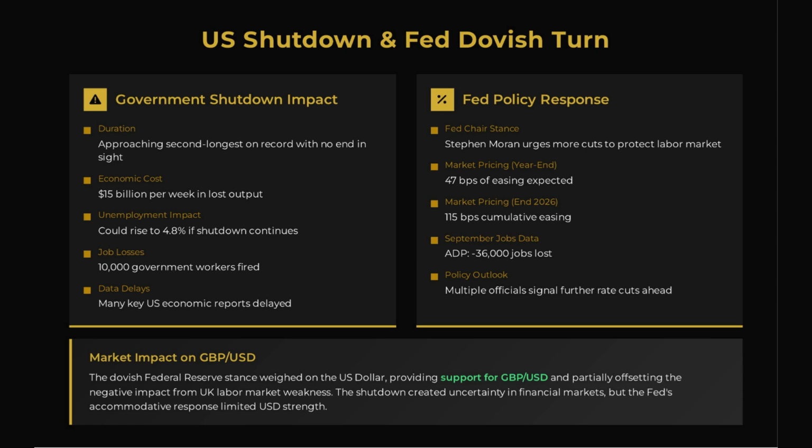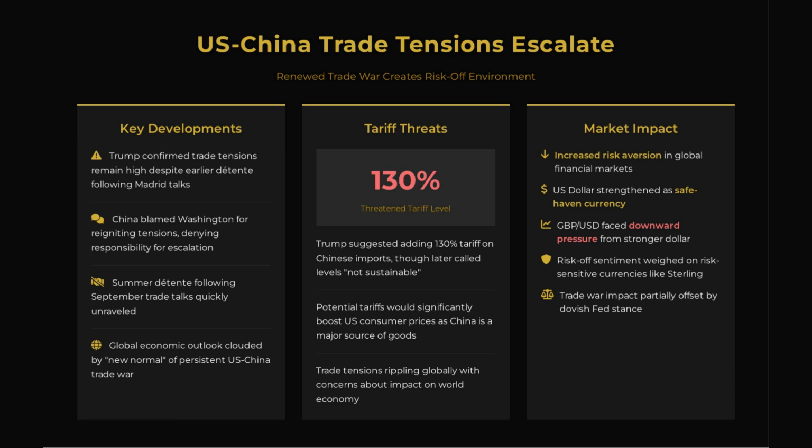In response, Federal Reserve officials have struck a dovish tone, with Fed Chair Stephen Moran urging more rate cuts to protect the labor market. Market pricing now reflects expectations for 47 basis points of easing by year-end and 115 basis points cumulatively by the end of 2026. This dovish stance has weighed on the US dollar, providing support for GBP/USD.